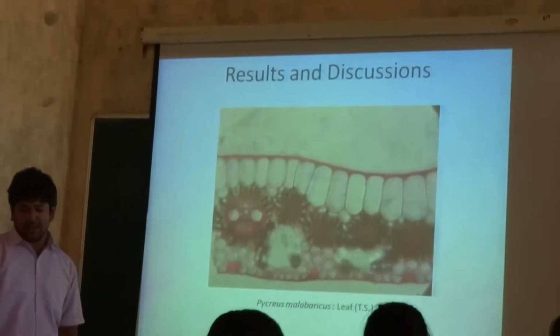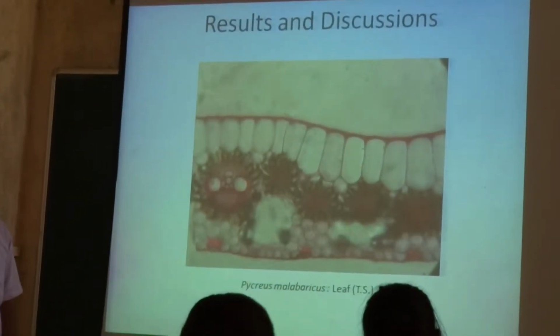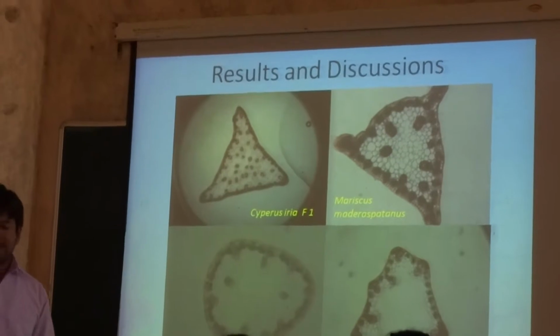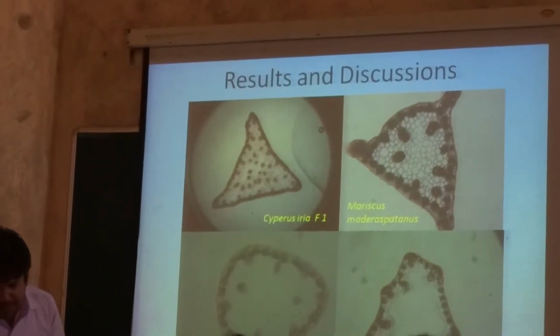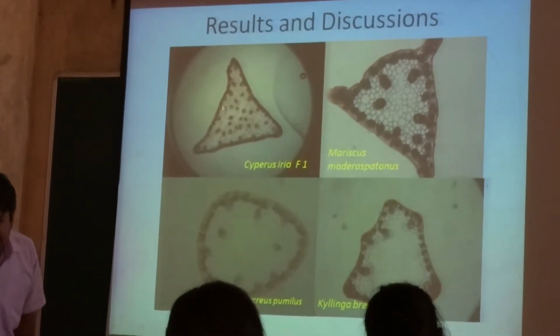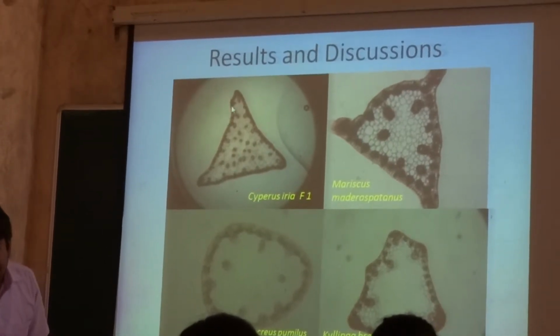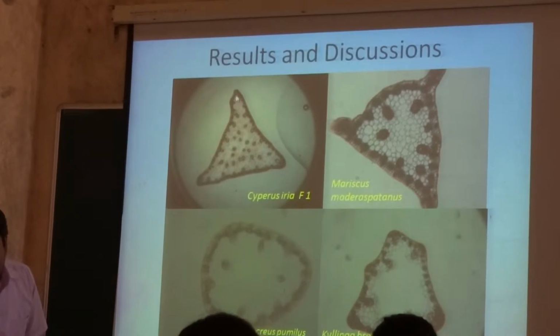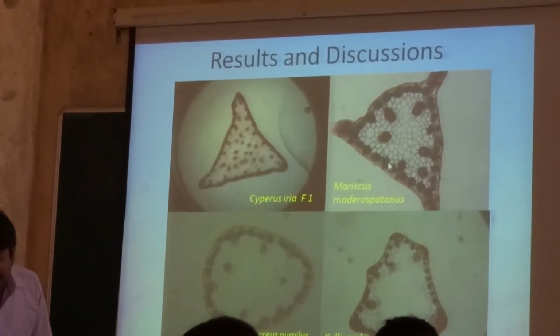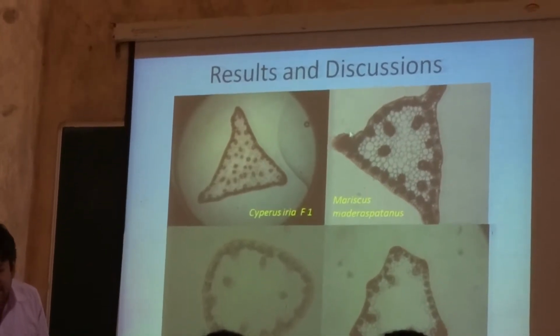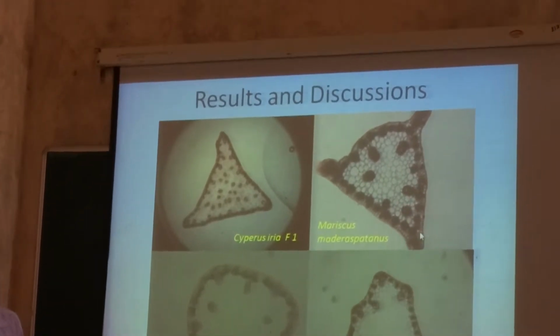And this was the leaf section of Picreus malabaricus. Coming to different shapes of the culm, Cyperus media form 1 gave me very acute triangular forms. Then Meriscus medarus patinus gave me wings at each corner.